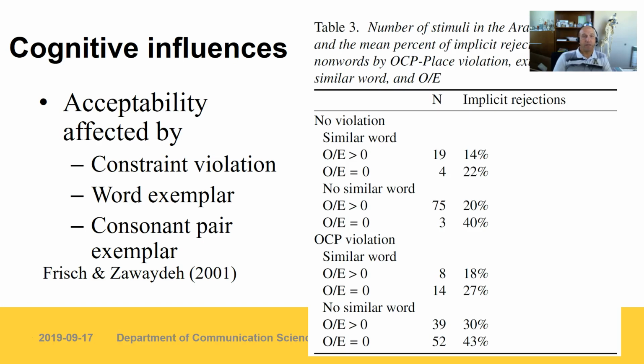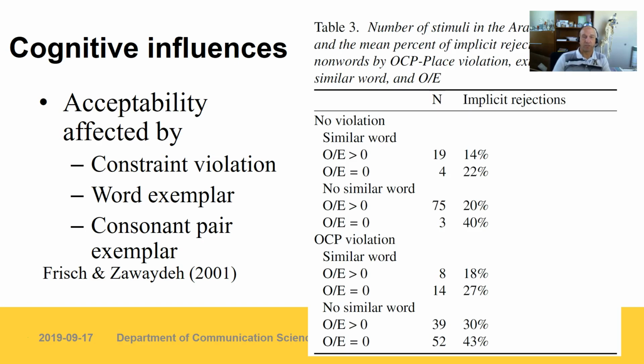In a behavioral experiment, acceptability of novel language forms based on the Arabic lexicon were affected by a variety of factors as well. Violations of this place of articulation constraint was one factor, but the presence of a similar word exemplar to the novel word was another factor that influenced acceptability, and the presence or absence of the particular consonant pair that violates the place constraint, or for that matter doesn't violate the place constraint, was also an influence.